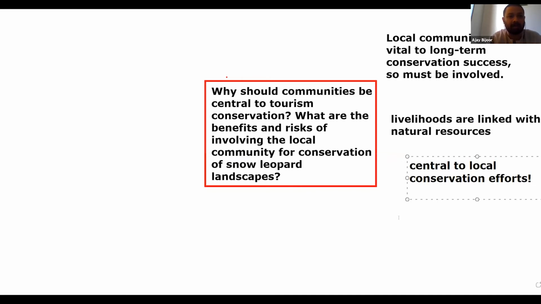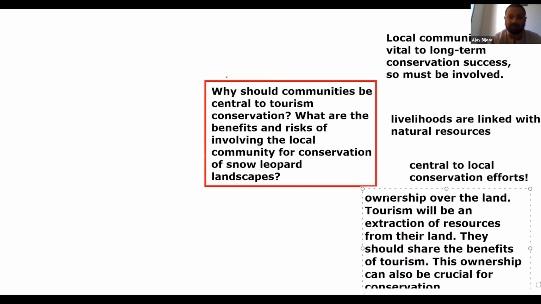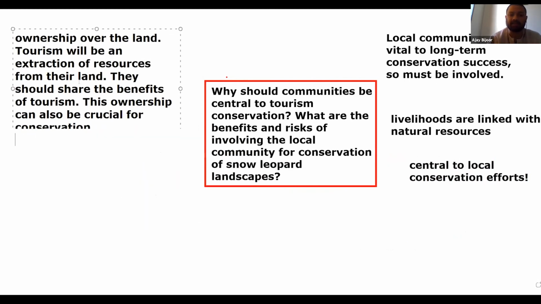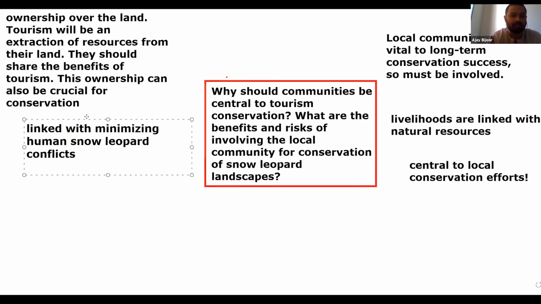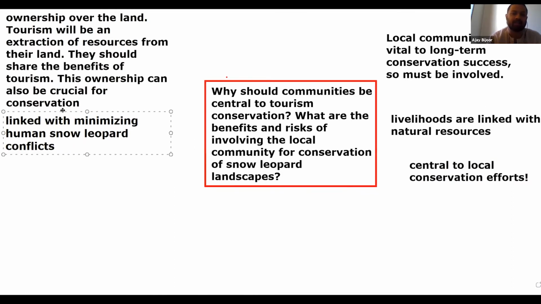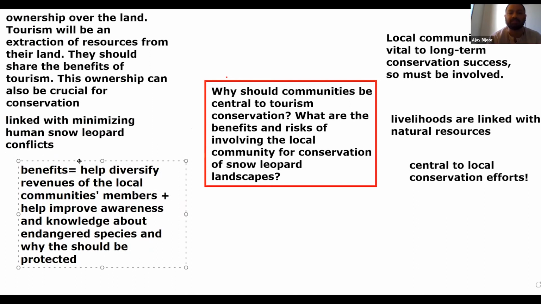Aftab says their livelihoods are linked with natural resources. Of course, a very valid point, and hence they rely on these landscapes. So that's an important link to keep them involved. Communities should be central, says Rushal, and I think he goes on to explain a little further. Communities have ownership over land. Tourism will be an extraction of resources from their land. They should share the benefits of tourism. This ownership can also be crucial for conservation.